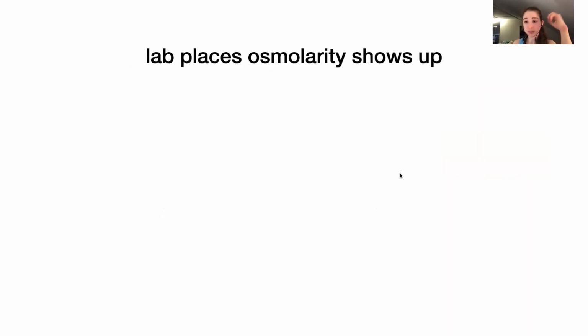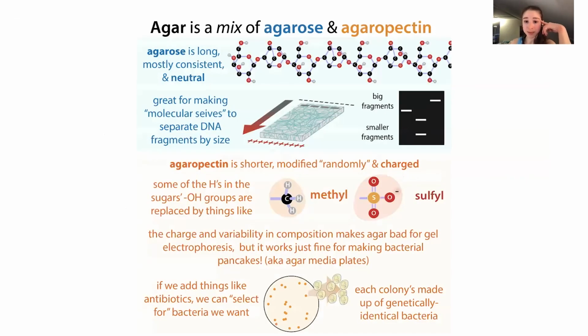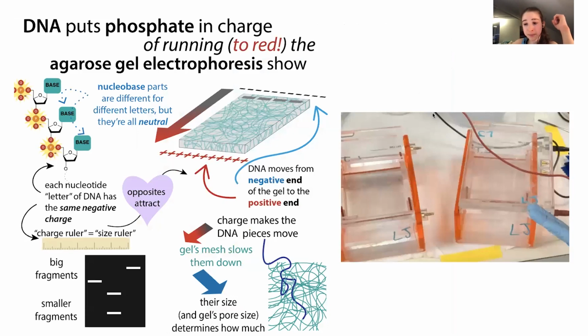So now let's look at some places where osmolarity shows up in the lab. A common method in the lab, if you're in a molecular biology or biochemistry lab, is agarose gel electrophoresis. We have this gel that's made out of this long sugar chain, agarose, and it makes this gel that we can then send DNA fragments traveling through to separate them by size.